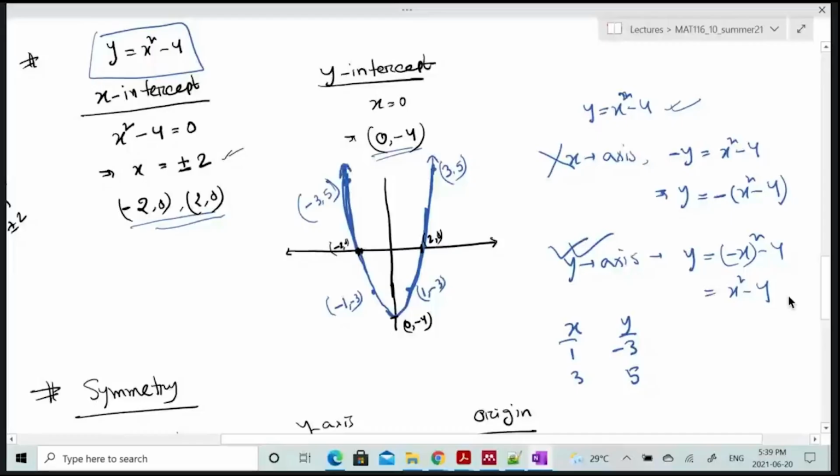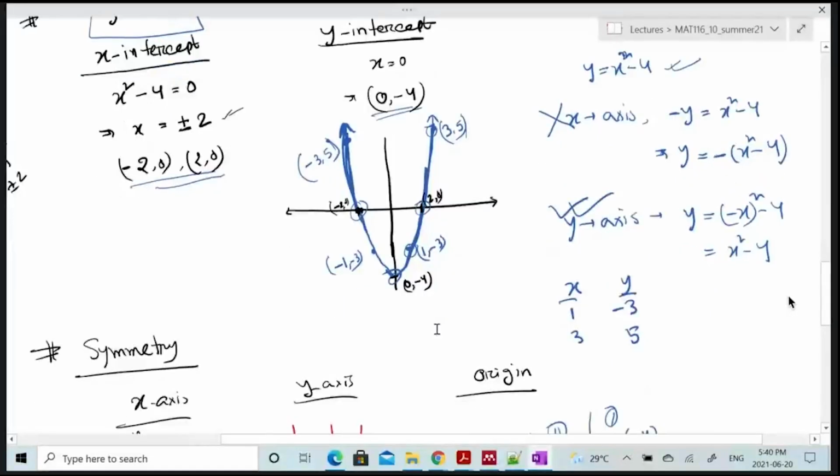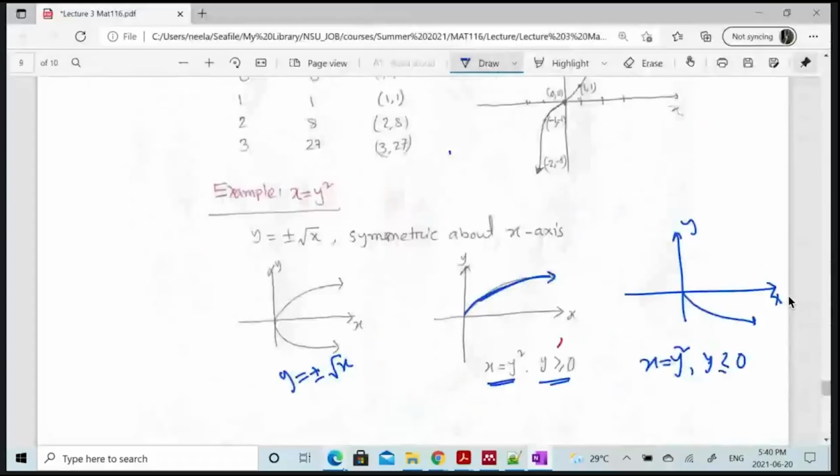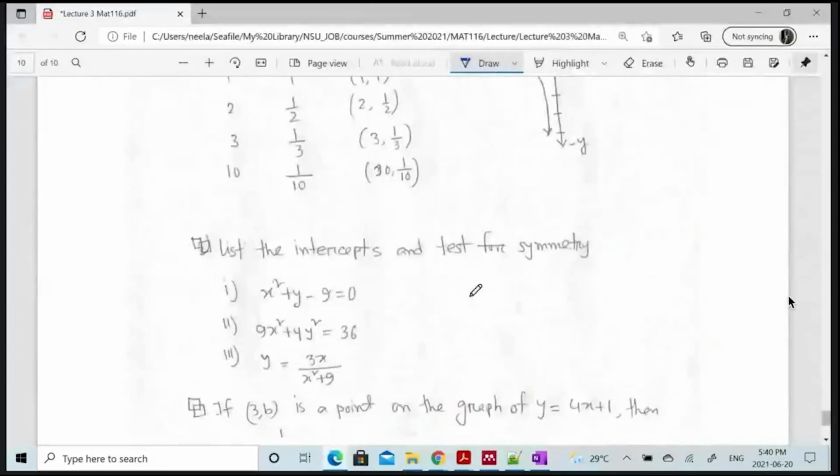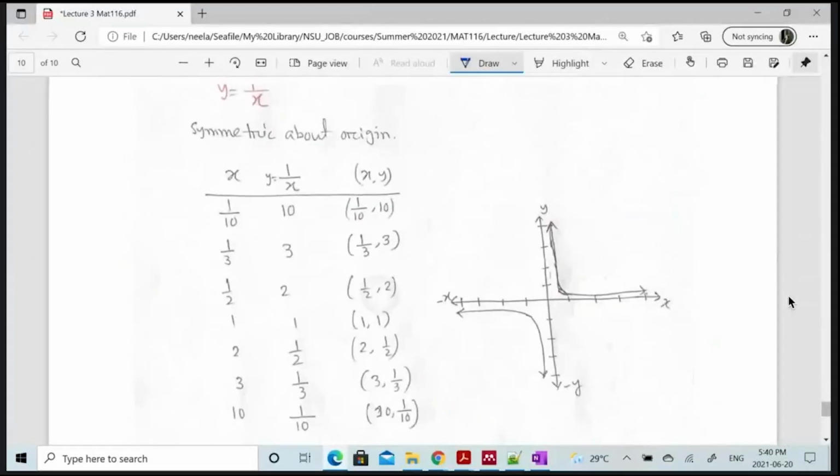See, we don't need a bunch of points to draw the graph. We just know the intercepts. We know that this is symmetric about the y-axis, so we just pick 2 points, and the other 2 we can just guess from there. That's how intercepts and symmetry help us to draw graphs easily. And this is the last part of the lecture.